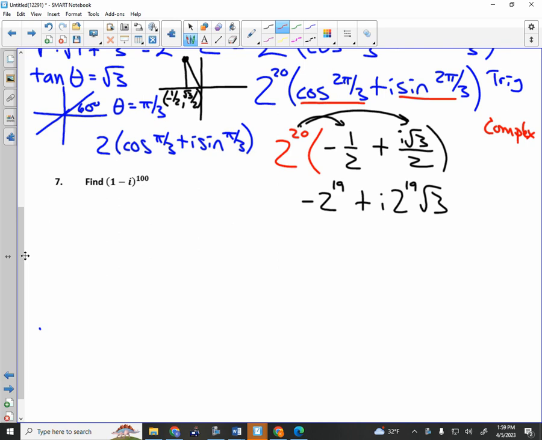Okay, what do I start with? Square the 1 squared plus negative 1 squared. So good. I've got 1 squared is 1. I have negative 1 squared, which is 1. And as Kenny says, I have the root of 2. That's my r value.